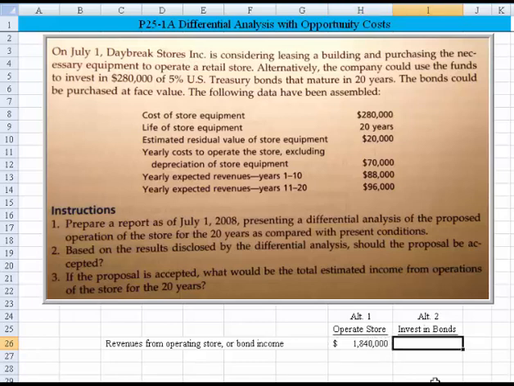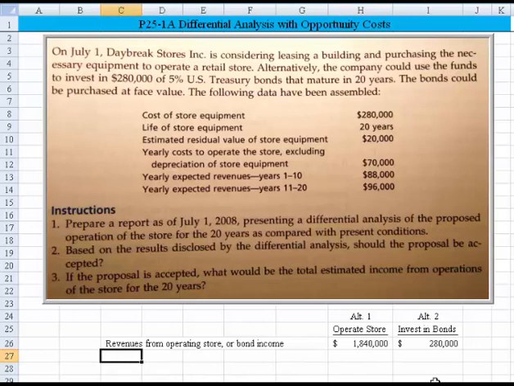Okay, now the alternative would be to invest in $280,000 of 5% bonds. So what would be the revenue from that? $280,000 times 5%, right? And we would make that times 20 years. Now we'll ignore effects of the present value of money, which really should go in this analysis, but for the purposes of doing a differential analysis, we'll ignore the time value of money for now.